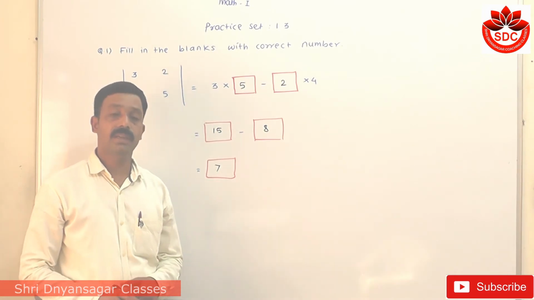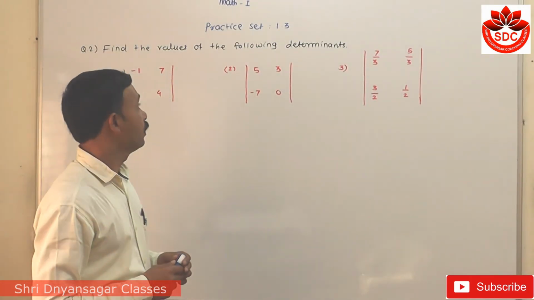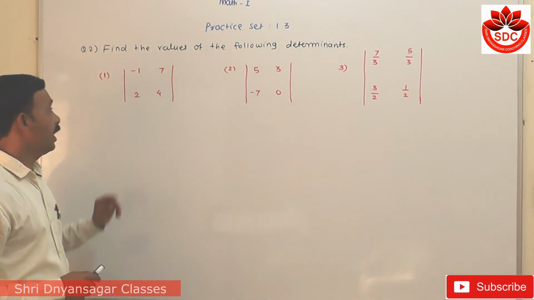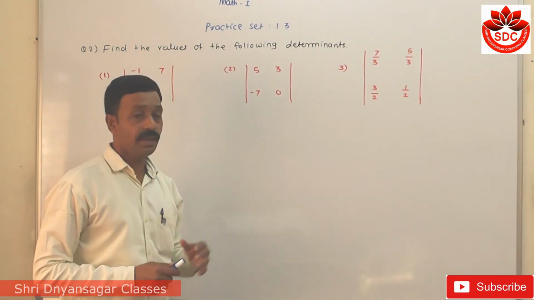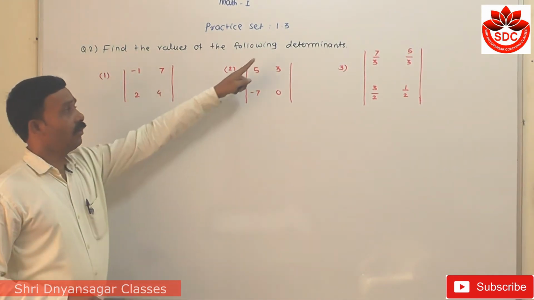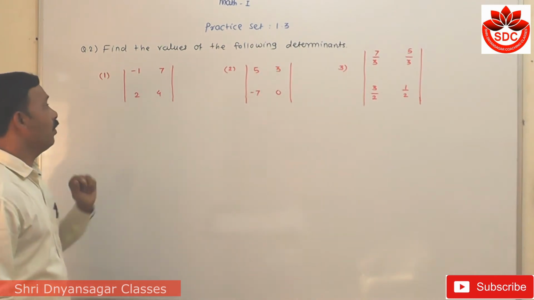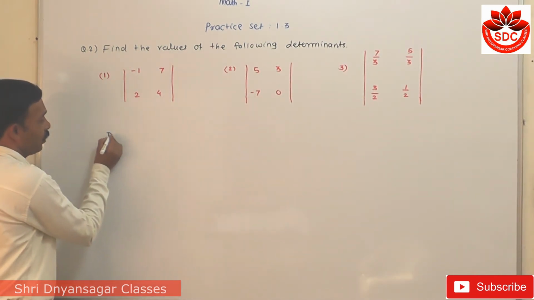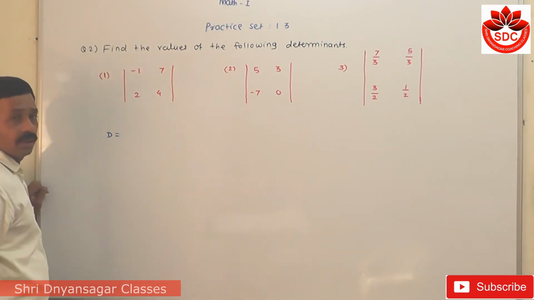Okay, then we take the second question. Find the values of the following determinants. There are 3 sub-questions. I will directly write the first here. Now find out the value of these determinants. Now, how to find out? Look carefully. D is equal to the determinant, shown by using D.